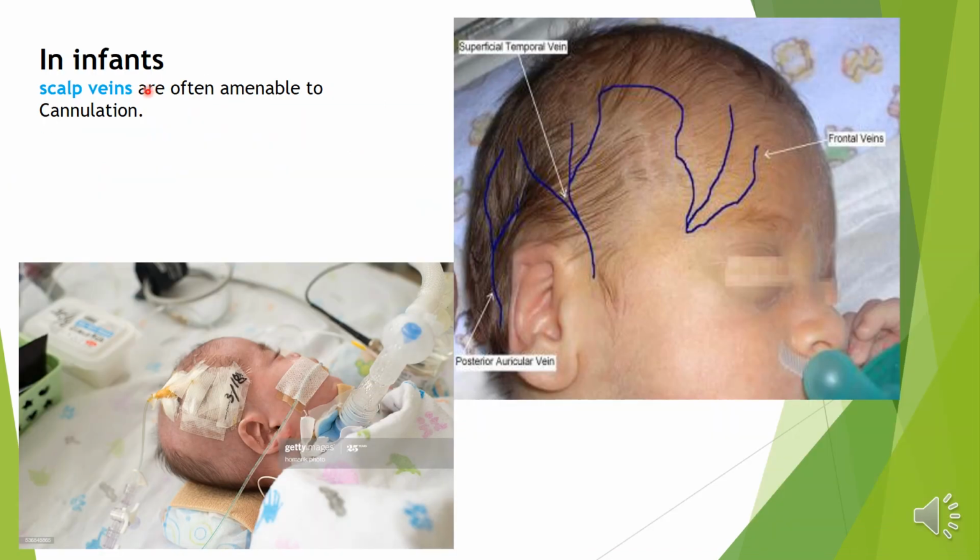In infants, in addition to the veins of the upper extremity and lower extremity, we can use scalp veins. The scalp veins that are commonly used include the superficial temporal vein, frontal vein, and posterior auricular vein. This is a picture of an IV cannula in a superficial temporal vein that can be used in infants.